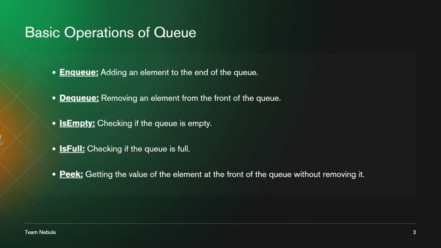Basic operations of queue. A queue is an abstract data structure that supports the following operations. Enqueue, adding an element to the end of the queue. Dequeue, removing an element from the front of the queue. IsEmpty, checking if the queue is empty. IsFull, checking if the queue is full. Peek, getting the value of the element at the front of the queue without removing it.